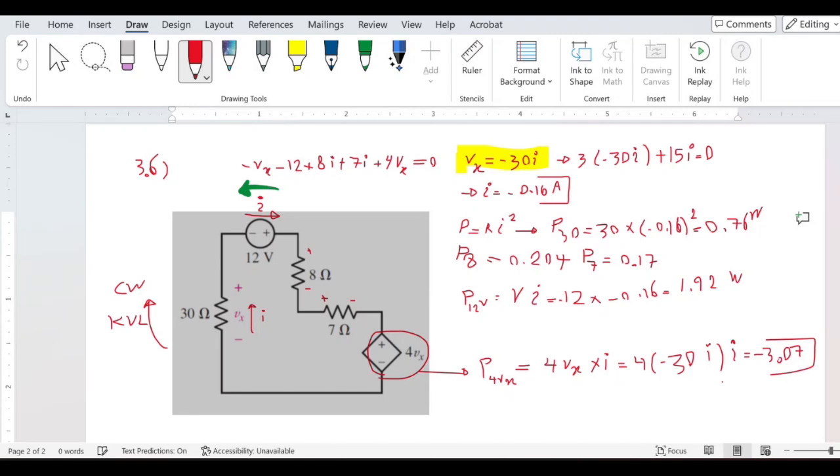Now, based on this result, the dependent voltage source is the element that actually delivers the energy, and that energy, that minus 3.07 watt of power, would be consumed by the rest of the elements in this circuit, including the 12-volt battery. So this is the end of this example here, and I'm going to upload more examples shortly. Thank you.